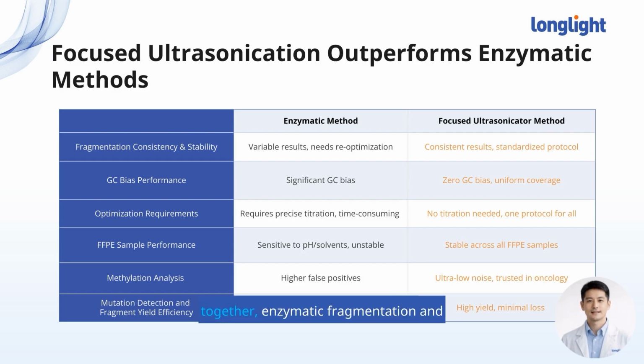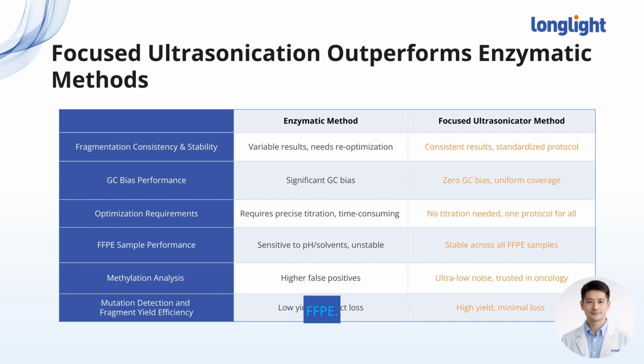Putting all the evidence together, enzymatic fragmentation and focused ultrasonication are really two different leagues. Enzymatic kits drift from operator to operator. Focused ultrasonication uses fixed physical parameters and stays stable once validated. Enzymes often introduce GC bias. Mechanical shearing gives much more uniform coverage. Enzymes are sensitive to sample type, pH, and solvents. Focused ultrasonication is broadly compatible with fresh tissue, blood, cfDNA, and FFPE. For methylation and rare variant work, mechanical shearing keeps background artifacts low. On top of that, physical methods typically preserve more DNA, so fewer precious samples are lost at the fragmentation step.